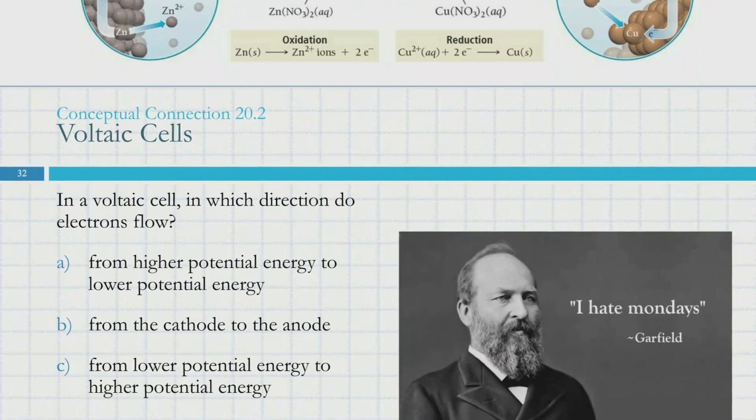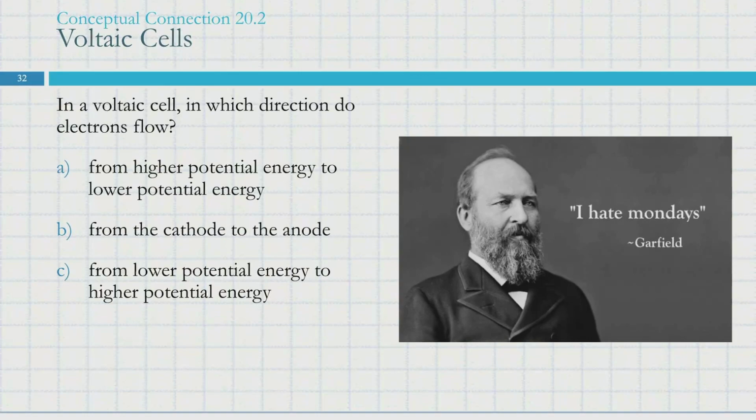All right, in a voltaic cell, which direction do electrons flow? And this was all I had to cover up the diagram that's showing which way they flow. So in a voltaic cell, which direction do electrons flow? Do they flow from higher potential energy to lower potential energy, from the cathode to the anode, or from lower potential energy to higher potential energy? From lower to higher?